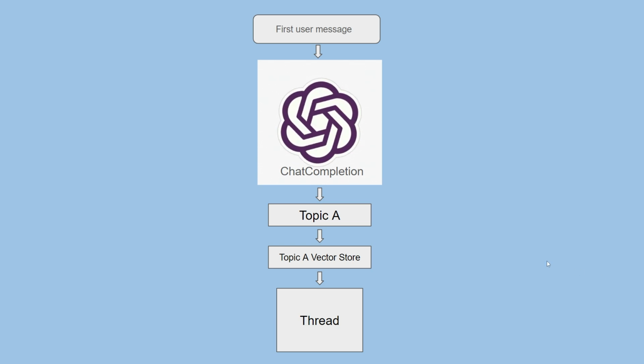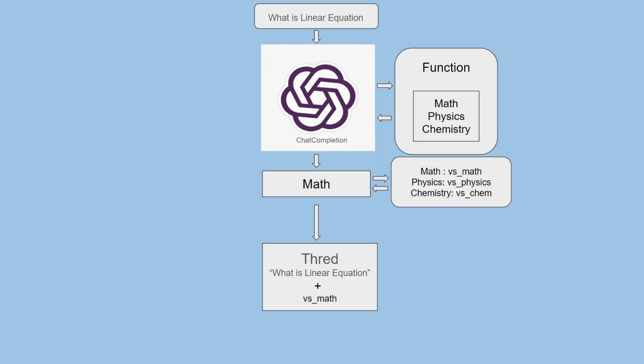Let's make this concept clear with an example. Suppose you have a vast collection of documents categorized into 3 topics, which could be maths, physics, and chemistry. So you create 3 vector stores, one for each subject. On the right side, you can see I've created 3 vector stores for each of the topics. Next, you'll set up a function with enum values: math, physics, and chemistry. This is my function, and these are the 3 values that the function can select based on the first message that it got.